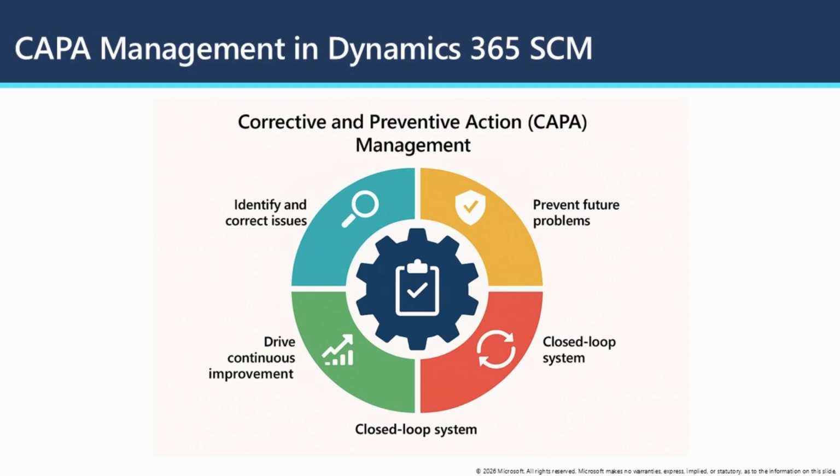CAPA management provides a formal and controlled process for managing various types of issues that arise from manufacturing, engineering, quality, or data quality sources. CAPA management provides the following benefits. It implements a case management infrastructure for identifying, correcting, and preventing future issues. It leads to corrective and/or preventive actions. It provides a tool that drives continuous improvement.